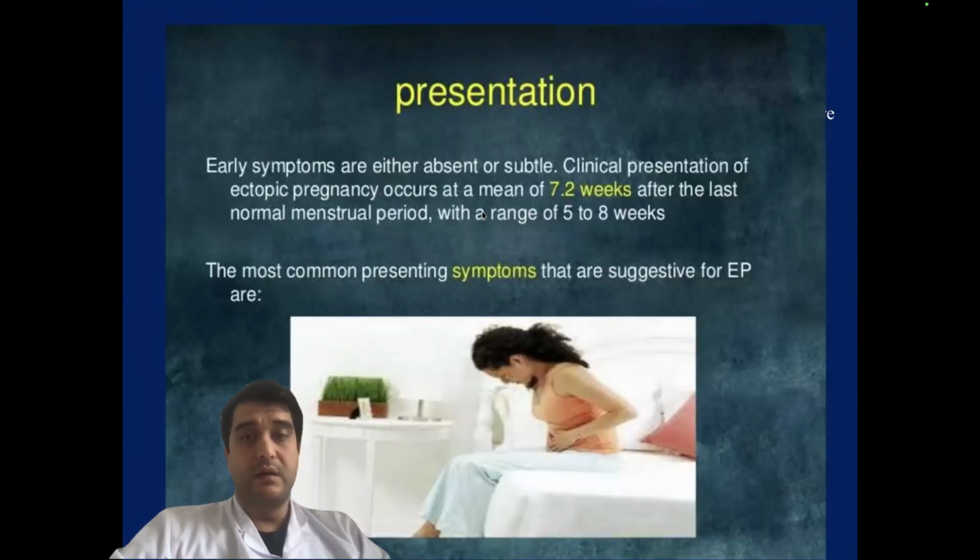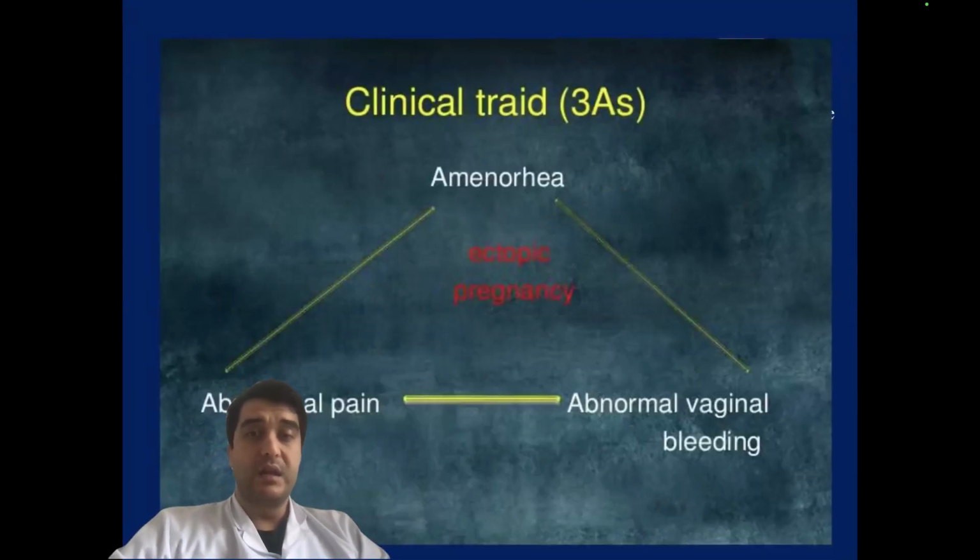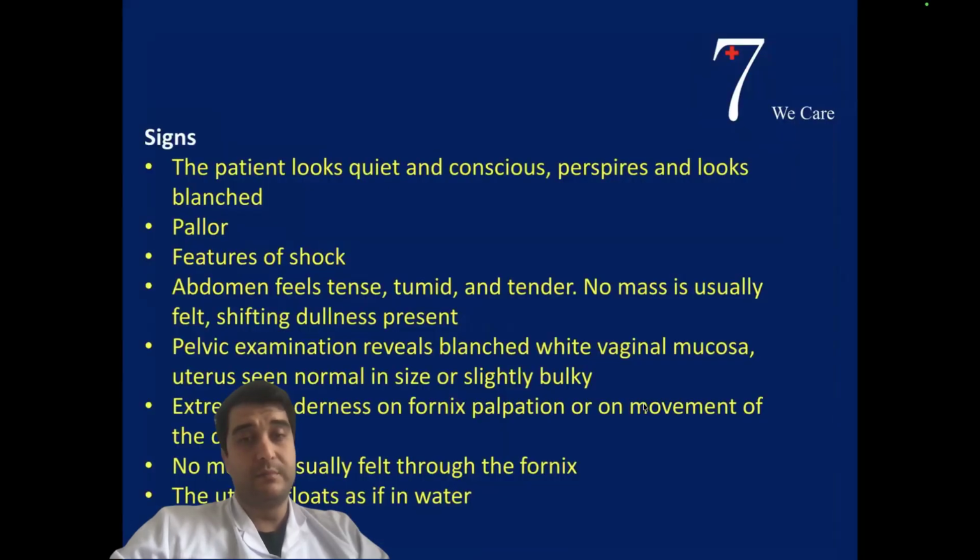Early symptoms are either absent or subtle. Clinical presentation of ectopic pregnancy occurs at a mean of 7.2 weeks after the last normal menstrual period, with a range of 5 to 8 weeks. The most common presenting symptoms that are suggestive of ectopic pregnancy: the clinical triad is amenorrhea, abdominal pain, and abnormal vaginal bleeding.